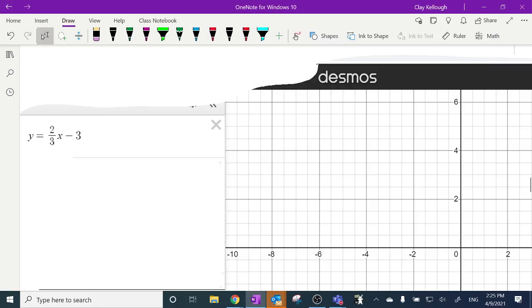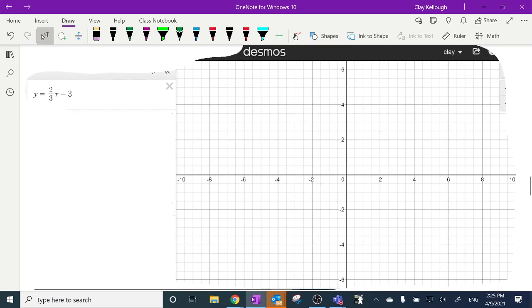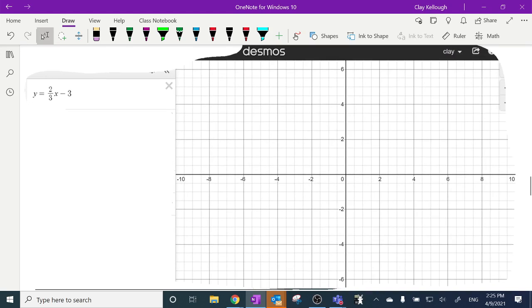Okay, we're recording. Again, you don't even have to write this down. Unless, do you still have some of that graph paper I gave you? You don't have to write it down, but can you make a quick sketch of what that looks like? What does y = 2/3 x - 3 look like?